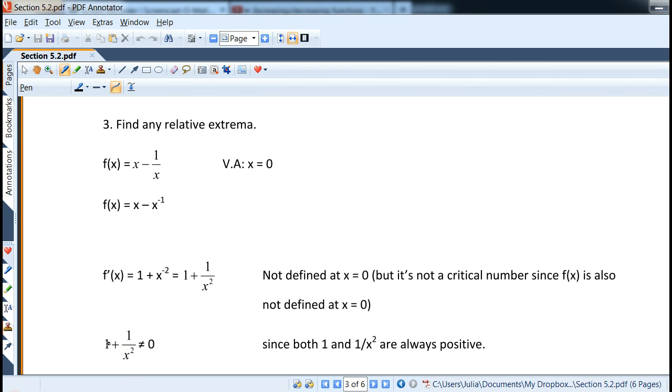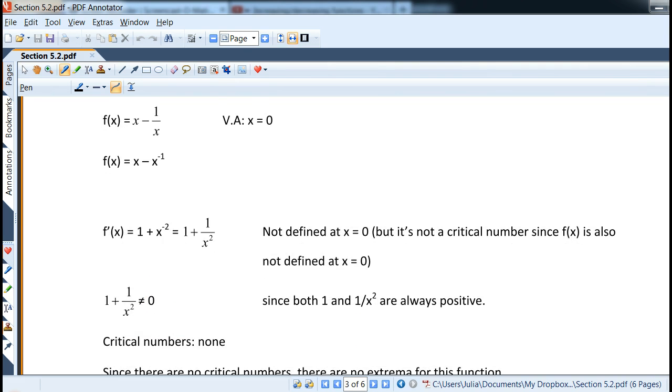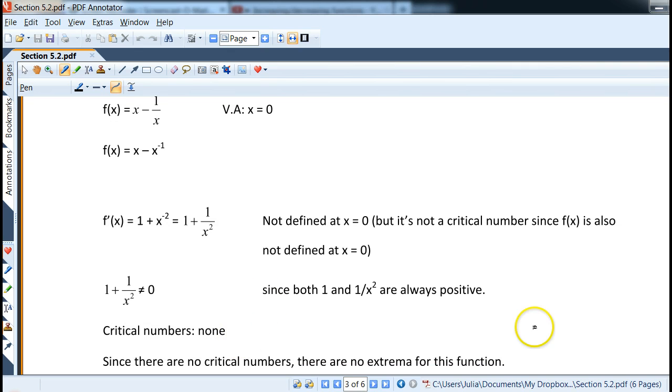1 is positive. 1 over x squared can also only be positive. So how can we ever get 0? Not possible. Even if we try solving for it, you'll get x squared equals -1, which is not possible, at least not with the real numbers. So we don't have any critical numbers.